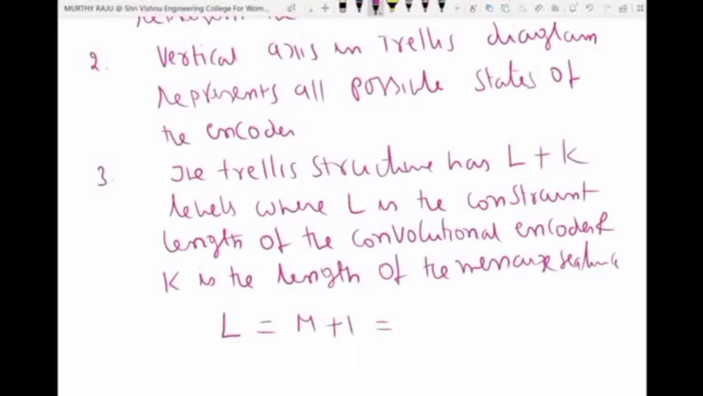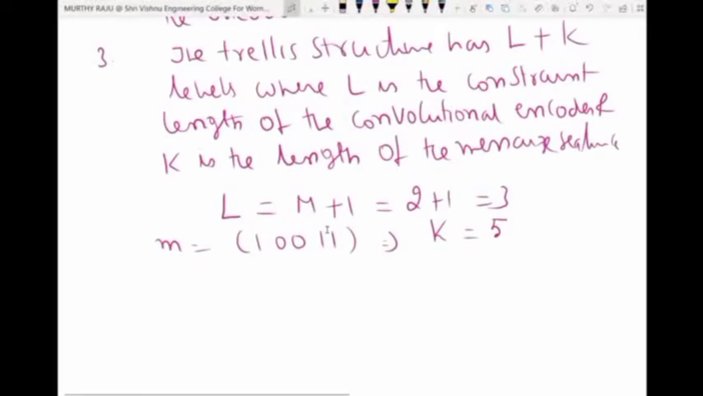In the above example, M is equal to 2 previous successive bits, that means M1 and M2. So M is equal to 2, and 2 plus 1 is 3. The given message sequence is 1, 0, 0, 1, 1, that is 1, 2, 3, 4, 5. Therefore, the K value is 5. Therefore, the trellis structure has L plus K levels, that means 3 plus 5, 8 levels.